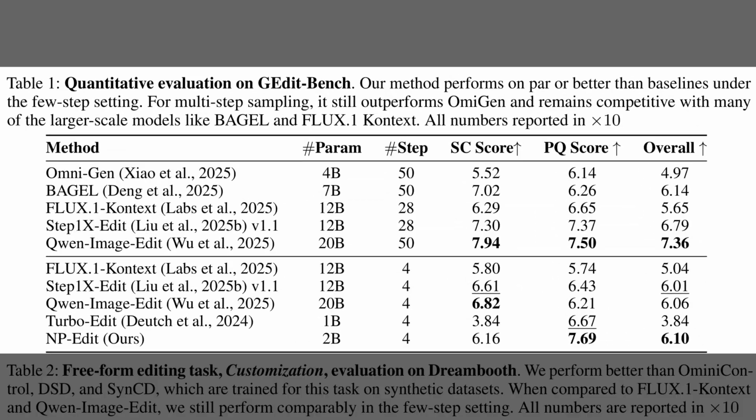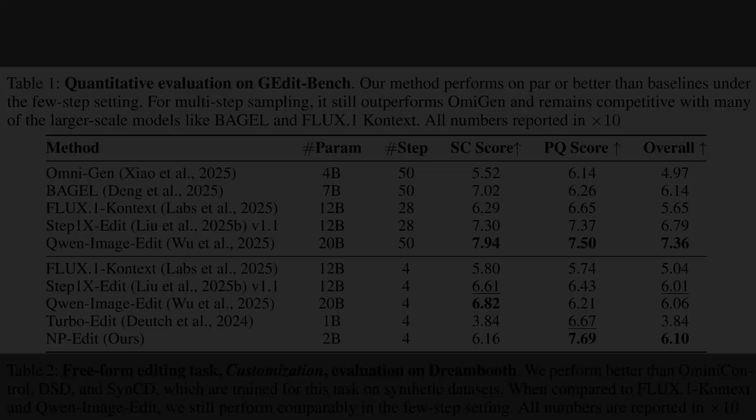So, while Table 2 covered customization, Table 1 reports local editing on G-Edit bench. The table lists model size, step count, and 3 metrics, and it shows that the 4-step NP-Edit with about 2 billion parameters reaches an overall score near 6.1 with a strong perceptual quality around 7.7. In the 4-step block, this leads the group, slightly ahead of Qwen Image Edit and Step 1 X-Edit, while Turbo Edit trails. The multi-step block remains higher overall, led by Qwen Image Edit at about 7.4.